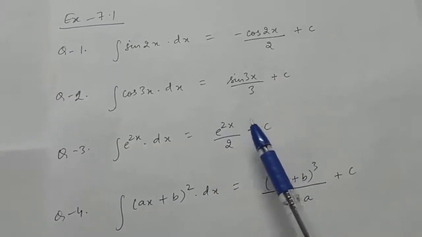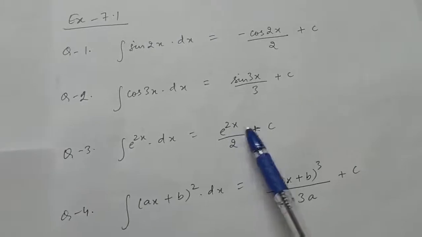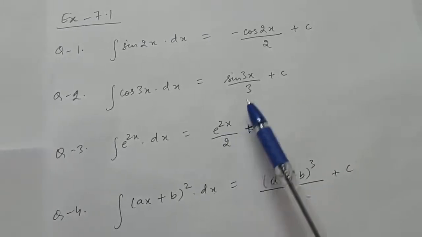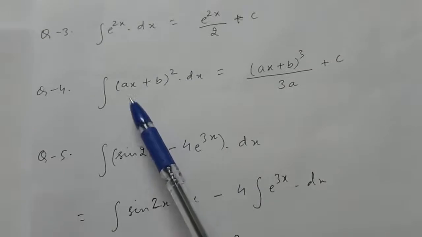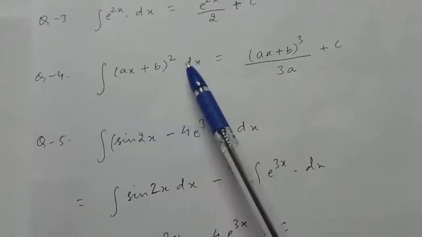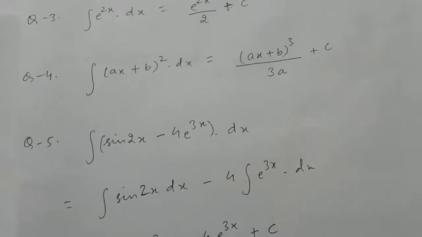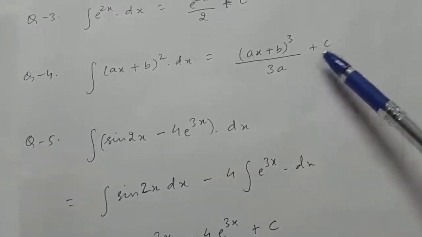In derivative, we always multiply with the constant which is with x. In the integration, we always divide with the constant which is with x, right? Now question number 4th is integral of ax plus b whole square. So integral of this will be ax plus b whole cube upon 3a plus c.